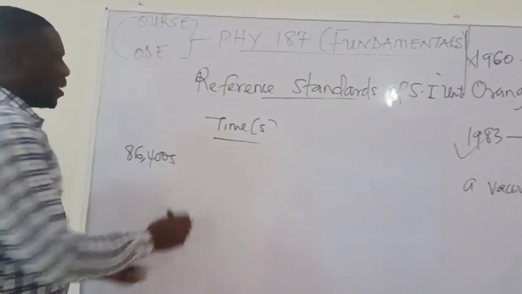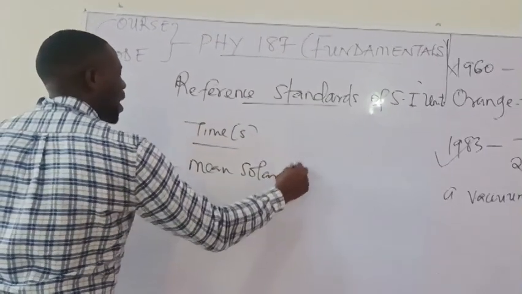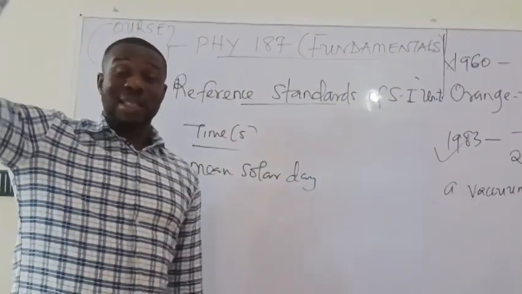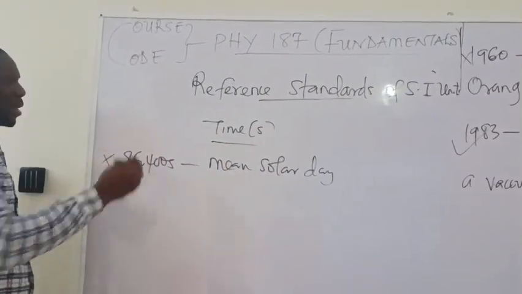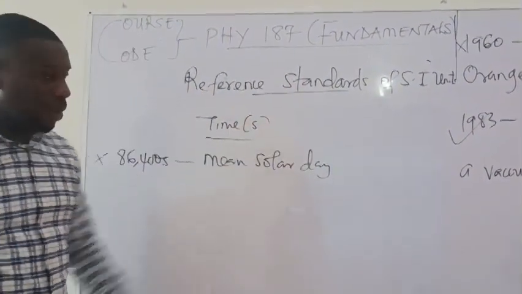And what's the mean solar day? A mean solar day is simply the average time between successive arrivals of the sun's radiation at its highest point in the sky. And of course, this couldn't really make up for a standard that could be reproducible, accessible, and unvarying.